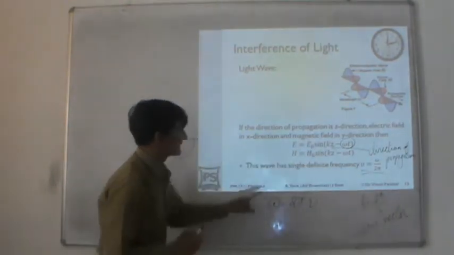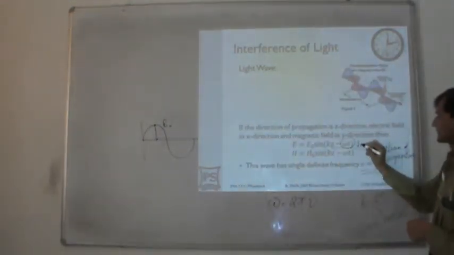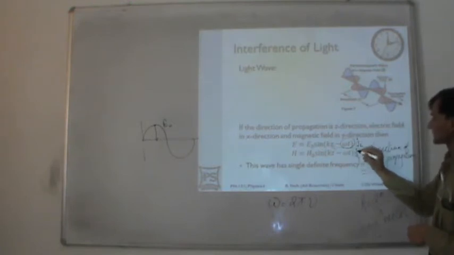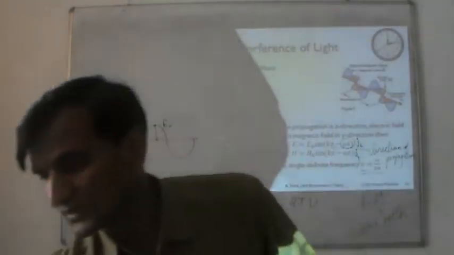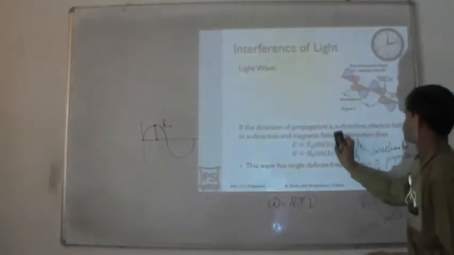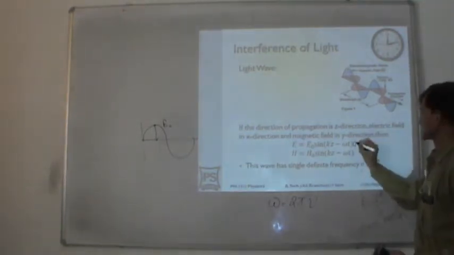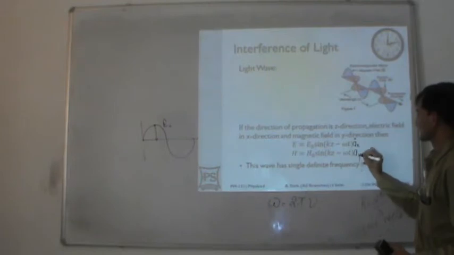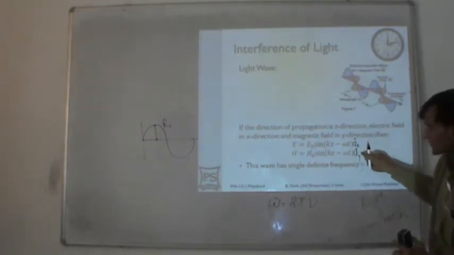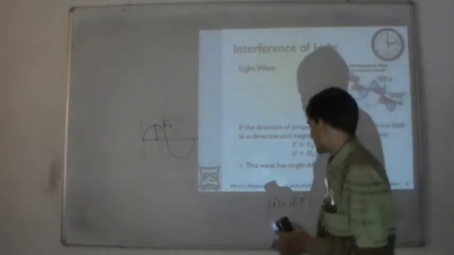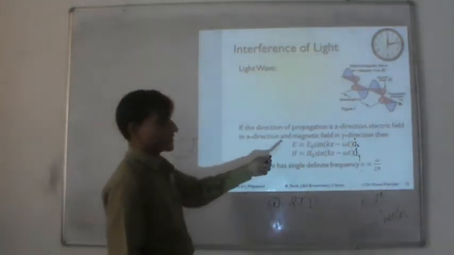Now when you combine them, you will use the notation of unit vectors also, which is a x in the x direction and a y in the y direction. It means the electric field is entirely in the x direction, the magnetic field is entirely in the y direction, and then z is the direction of propagation.